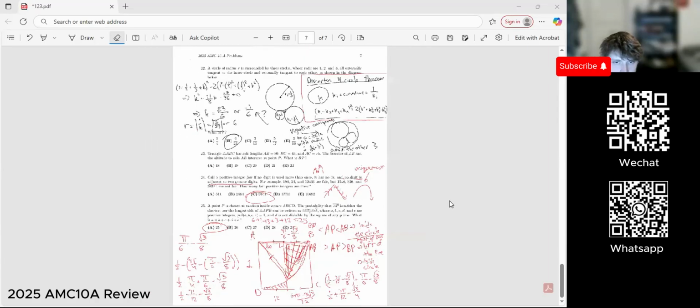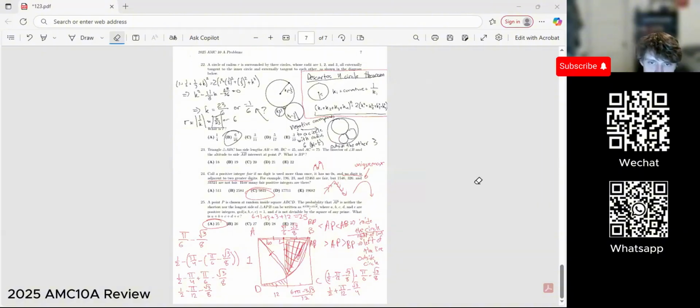So triangle ABC has side lengths AB equals 80, BC equals 45, and AC equals 75. So here is 75, here is 80, here is 45.